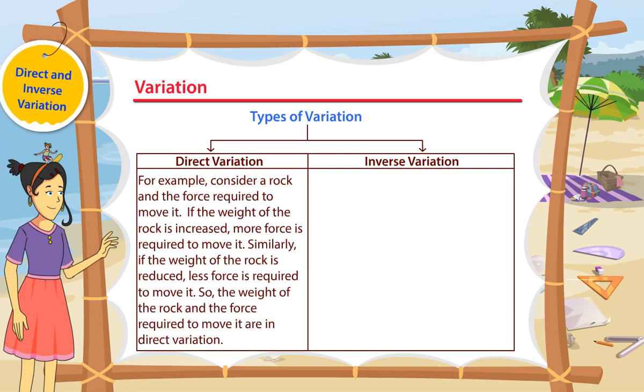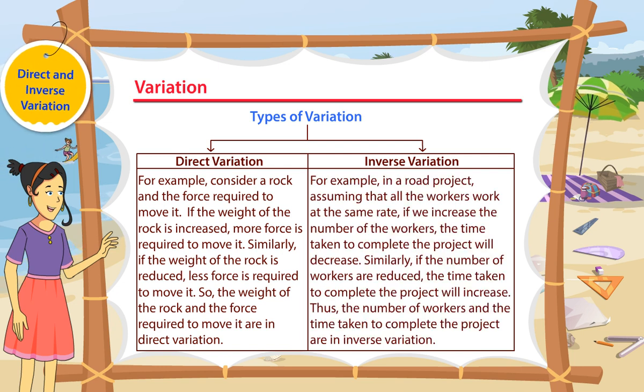For example, consider a rock and the force required to move it. If the weight of the rock is increased, more force is required to move it. Similarly, if the weight of the rock is reduced, less force is required to move it. So, the weight of the rock and the force required to move it are in direct variation.